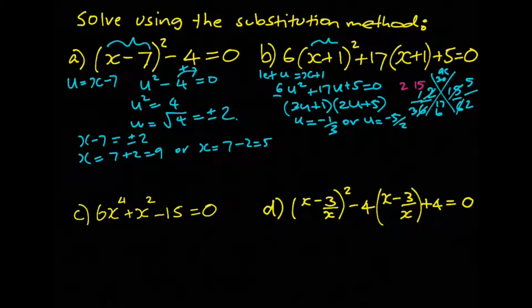Now subbing in u equals x plus 1, we have x plus 1 equals negative a third. That's the same as saying x plus 3 on 3. That comes over as a minus, so we get x equals negative 4 on 3. And then we've also got x plus 1 equals negative 5 on 2. This is like a 2 on 2. Bring it over, we get x equals negative 7 on 2.